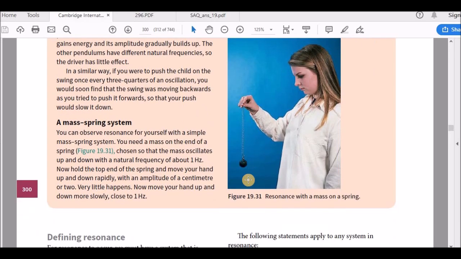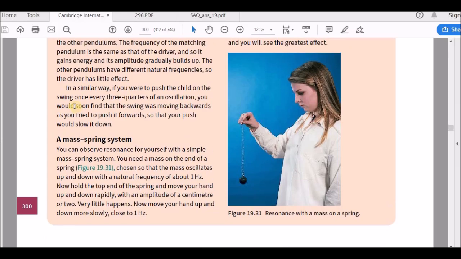So what happens is, you can move your hand up and down until you come to a point where it equals the natural frequency. When that happens, this will oscillate up and down with the maximum amplitude. So there you get resonance. Now even the example of the swing is given here. If you were to push a child on a swing out of time, you would soon find that the swing was moving backwards as you try to push it forwards. So if you didn't match the natural frequency when you are swinging a child on the swing, the swing will stop swinging. But if you match it, you can make the child go with the maximum amplitude on the swing.